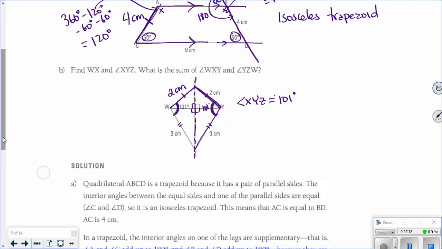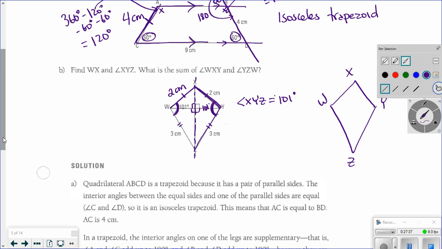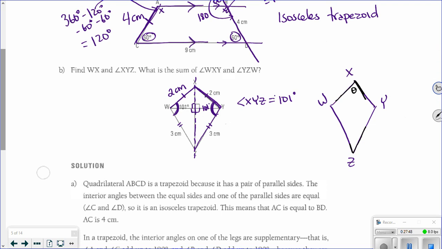The last thing it wants is what's the sum of WXY and YZW. So I'm just going to redraw my kite. So I've got W, X, Y, Z. And angle WXY is from W to X to Y. So this top angle up here. Angle YZW is from Y to Z to W. That angle down there.